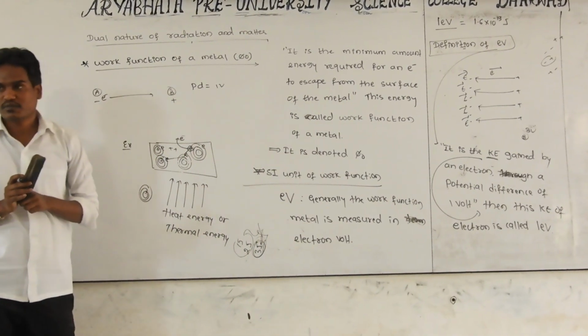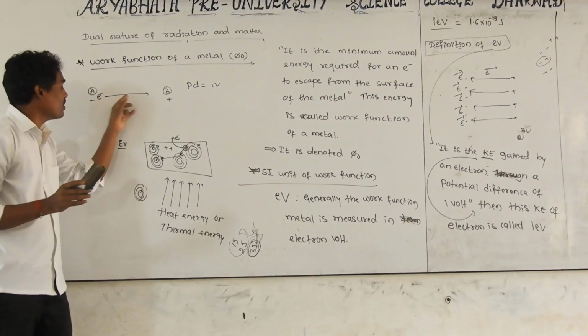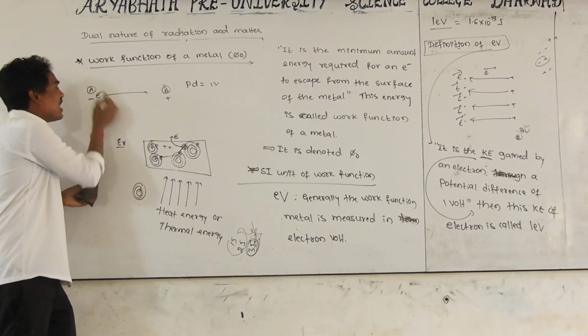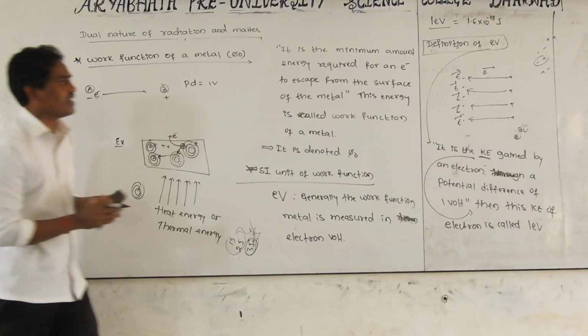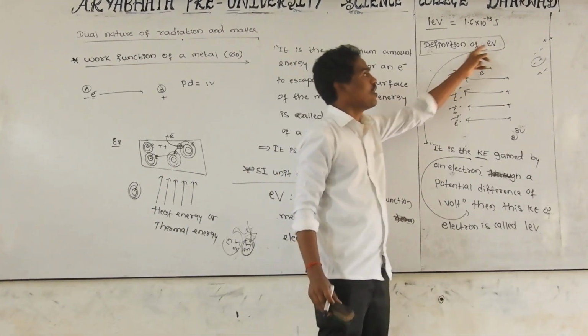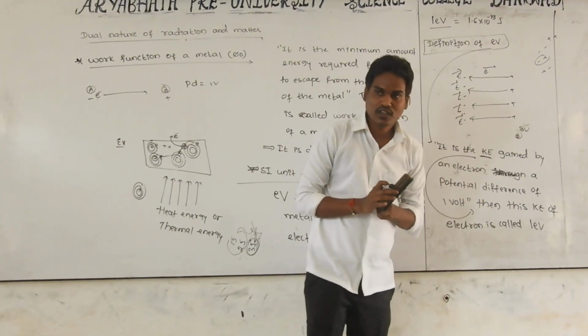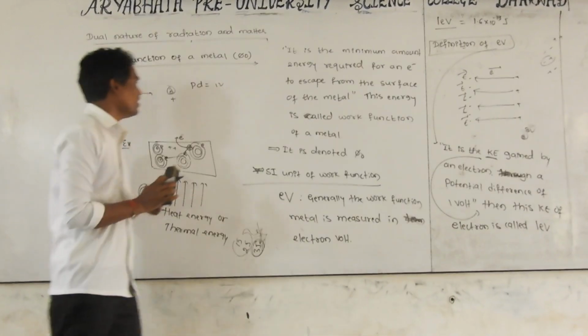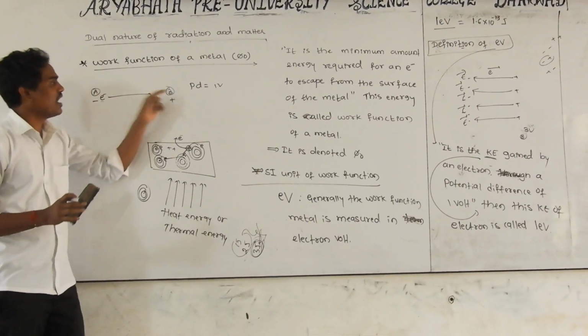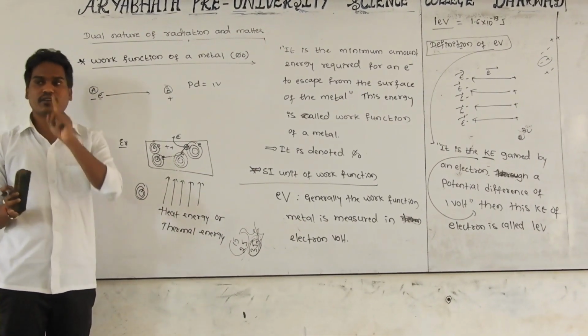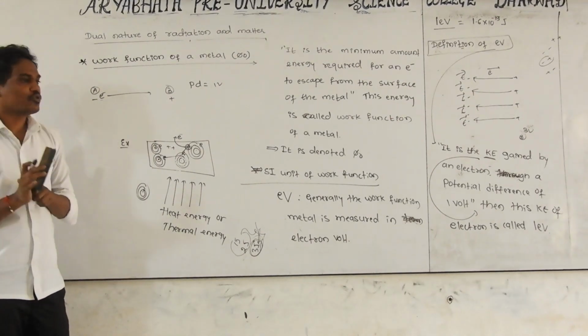Whenever the potential difference between these two points becomes 1 volt, then the electron is moving from A point to B point. Whenever it is moving, it is having some kinetic energy. That kinetic energy is called 1 electron volt. The potential difference between A point and B point must and should be 1 volt. It is not up to volt.